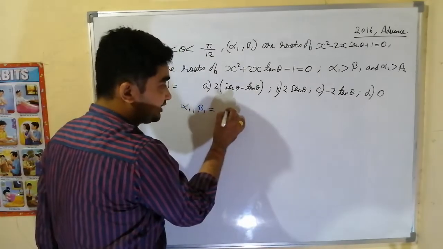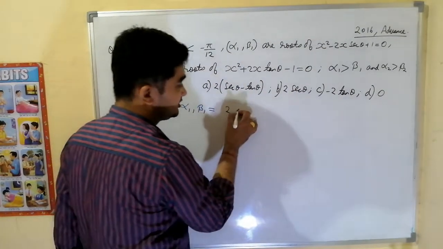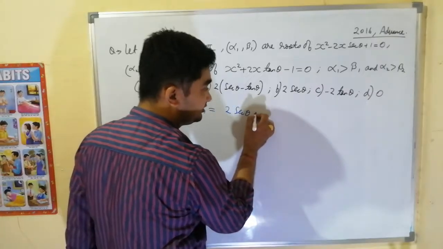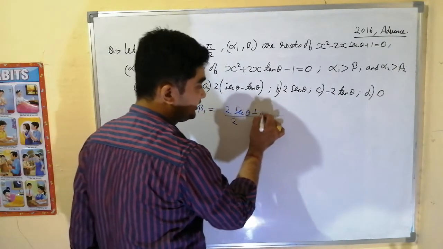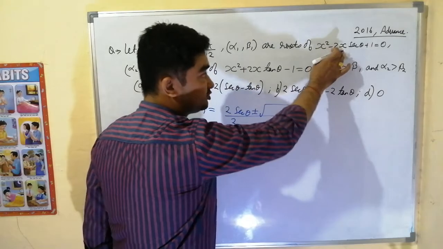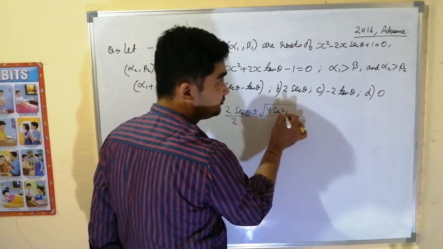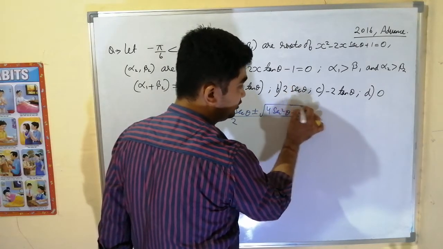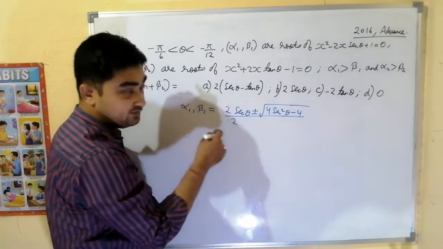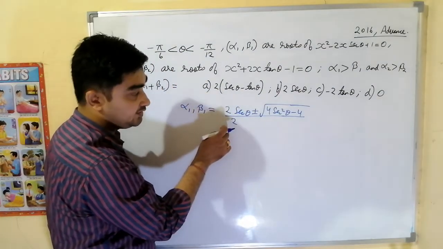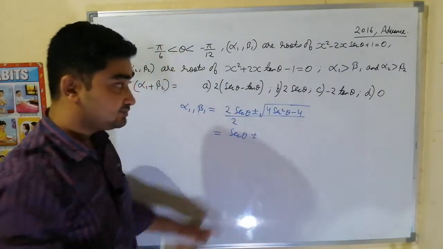Both can be written as minus b. What is minus b? Minus b will become plus 2 secant theta, upon twice a, which is 2 into 1, plus or minus under root of b square minus 4ac. What is b square? It is 4 times secant square theta minus 4 into 1 into 1. Now in this we can take 2 common and cancel it from numerator and denominator. Then we will have secant theta plus or minus.